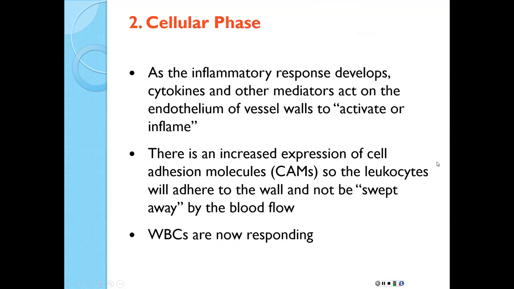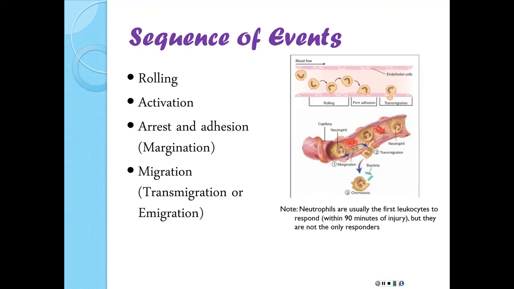The cellular phase is going to involve really the white blood cells. So we have chemical mediators acting upon the cell, the vessel walls, and we have what are referred to as cell adhesion molecules, or CAMs, that are being activated in order to ensure that as the white blood cells flow to the area, they don't flow past, but they actually adhere to the vessel wall and then can move out of the cell. Here's an image to show you the sequence of events and where those CAMs and the chemical mediators fill in.